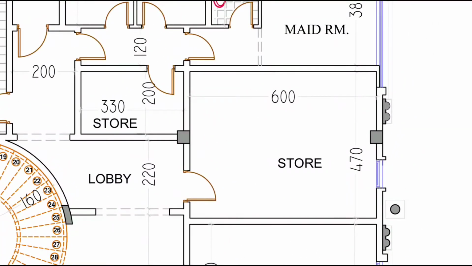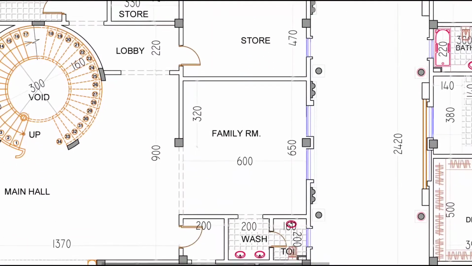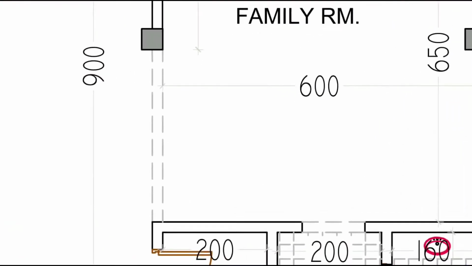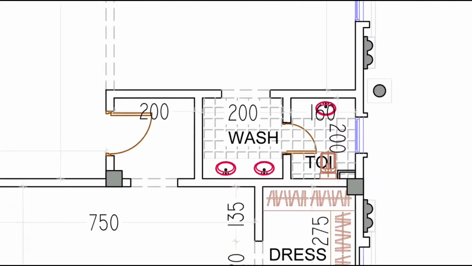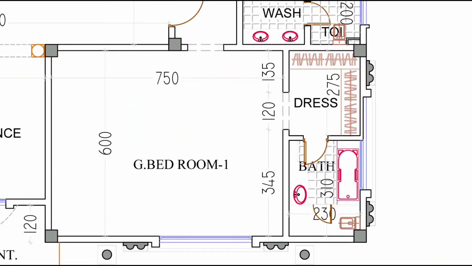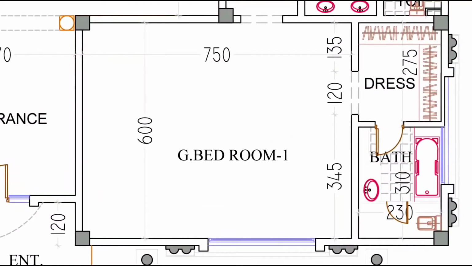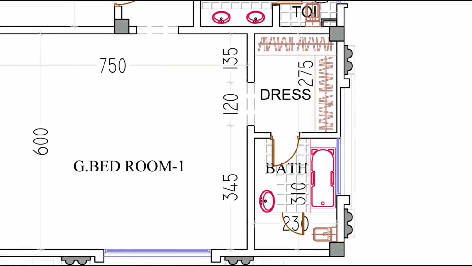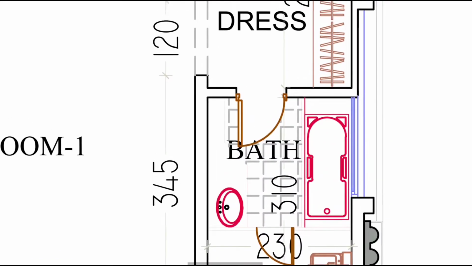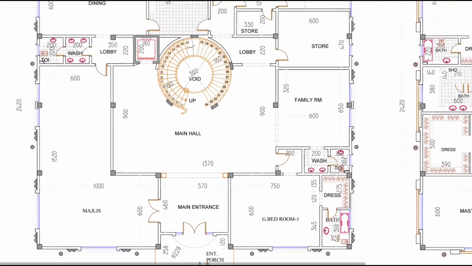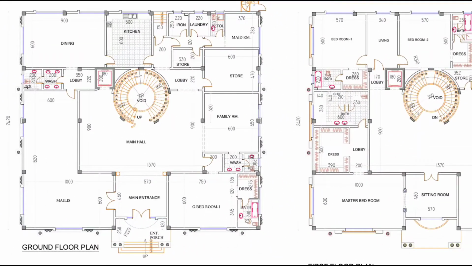This side is our store, 470 by 600 centimeters, and this is the family room, 600 by 650. This is our open arch, and this is our washroom and toilet area. Then we get here a 750 by 600 centimeter guest room. In front we have the guest room 600 by 750. And this is our attached bathroom, 300 by 230. This is the dress area. So this ground floor plan is completely functional and very proper.